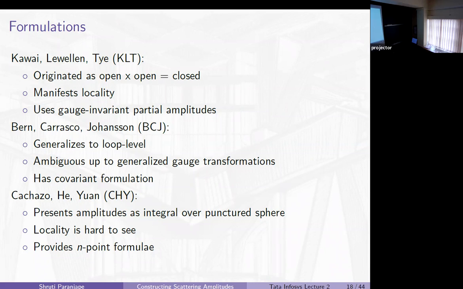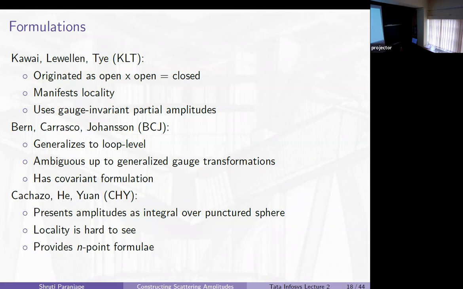This one I will not talk about at all. It is very interesting though. You rewrite your tree-level amplitudes as punctures on a sphere. The sphere lives in kinematic space. And then it's easy to see that they have some doubling structure.